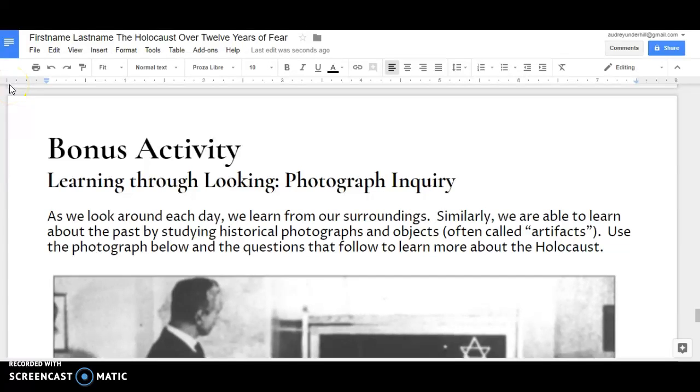If you have time, you can complete this bonus activity. This bonus activity is called Learning Through Looking, Photograph Inquiry. As we look around each day, we learn from our surroundings. Similarly, we are able to learn about the past by studying historical photographs and objects, often called artifacts. Use the photograph below and the questions that follow to learn more about the Holocaust.